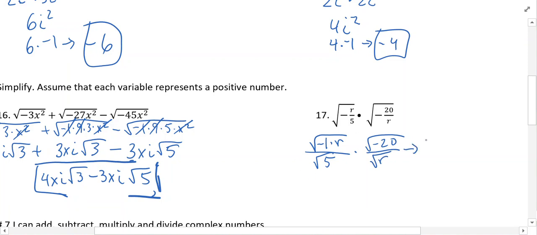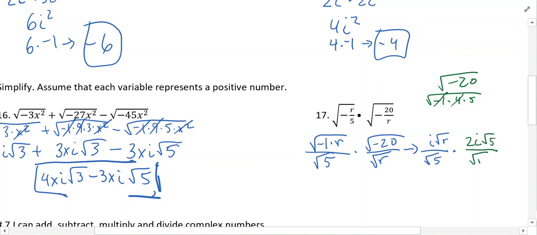So this is going to become i rad r over rad 5 times here. I'm going to do the work up here. The square root of -20, I should say, sorry. -20, you can think about as -1 times 4 times 5. So when you take that out of radical, you're going to get the square root of 4 is 2. The square root of -1 is going to be i rad 5 over the square root of r.